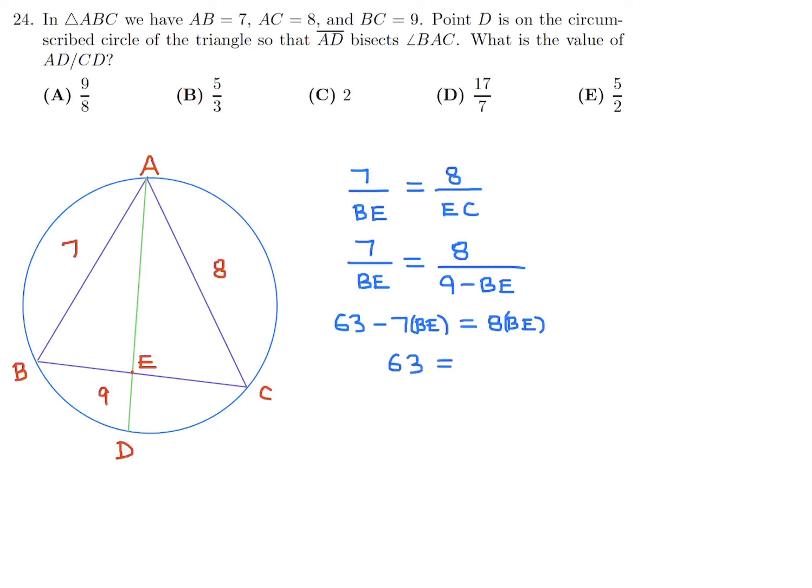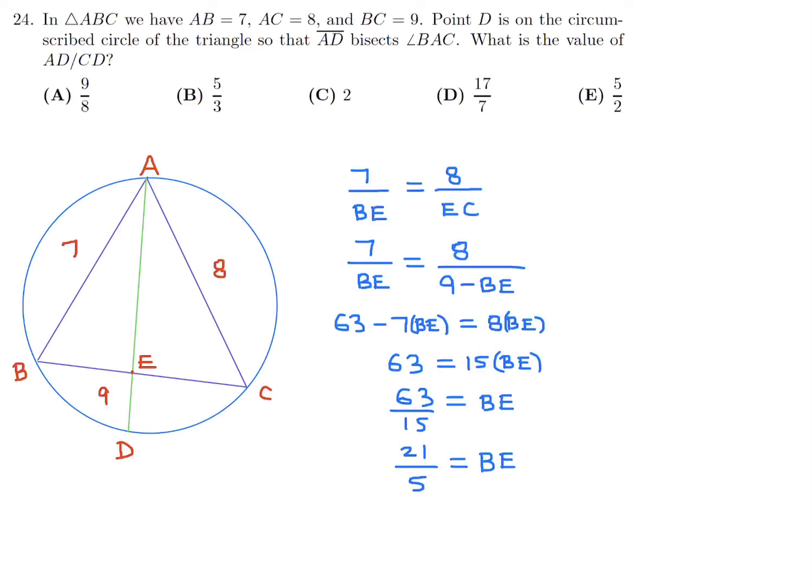And this looks like 63 is equal to 15 BE. And therefore the length of BE is 63 divided by 15. In those terms it can be 21 over, you're dividing by 3, right? So 5. 21 over 5. Okay.